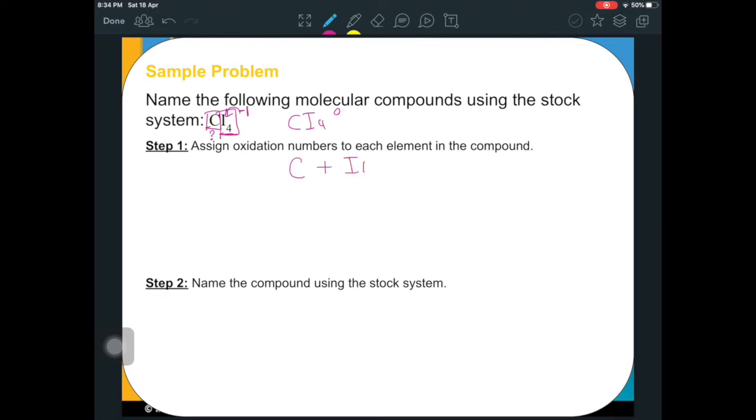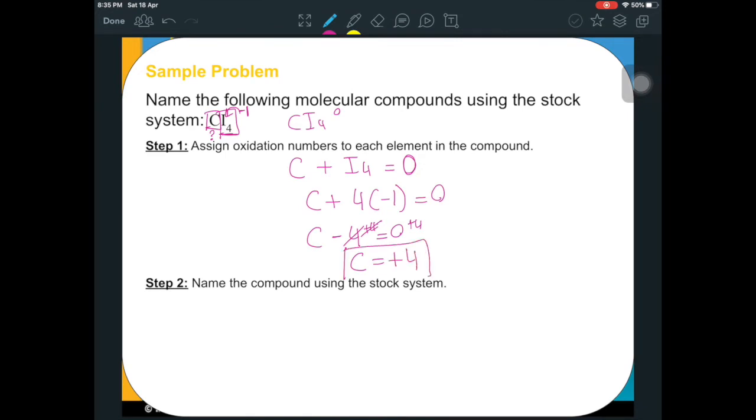C plus I4 is equal to 0. So C plus 4 times -1 equals 0. And this is because I have 4 iodine atoms in my compound, right? So now, right here, carbon minus 4 equals 0. And if I do plus 4 on this side and plus 4 on this side, these two will cancel out, and I'll have a 4 there. So carbon has a charge of positive 4 in this case.